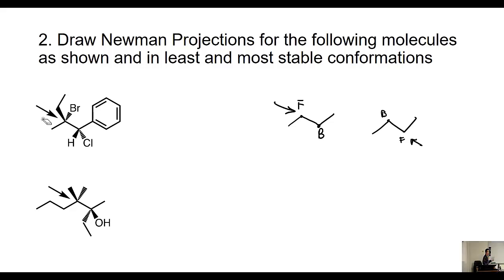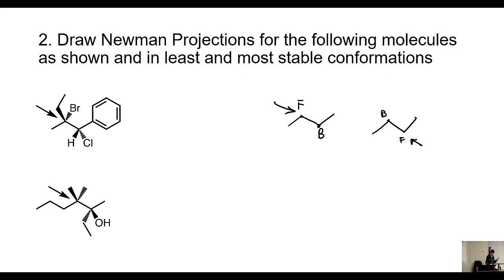So the arrow is the front. The arrow is going to be the front. This is basically your eyeball looking this way. This is my eye looking that way. It's looking down. Okay, that's weird. Anyway, I'm going to be looking this way.